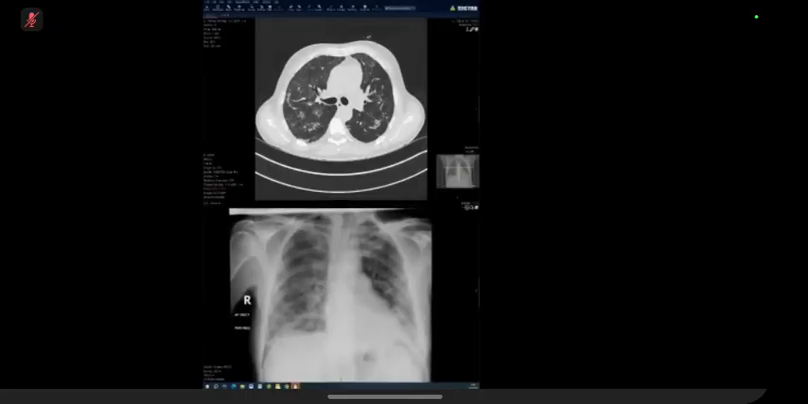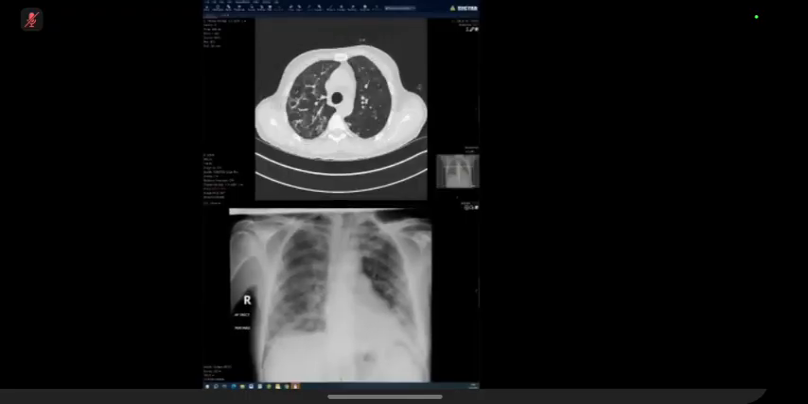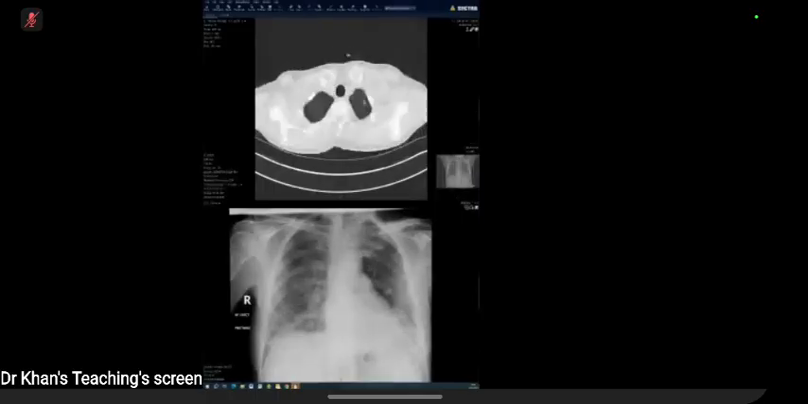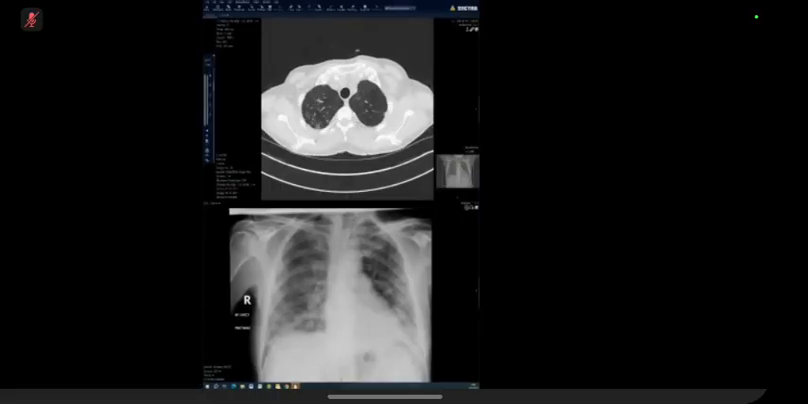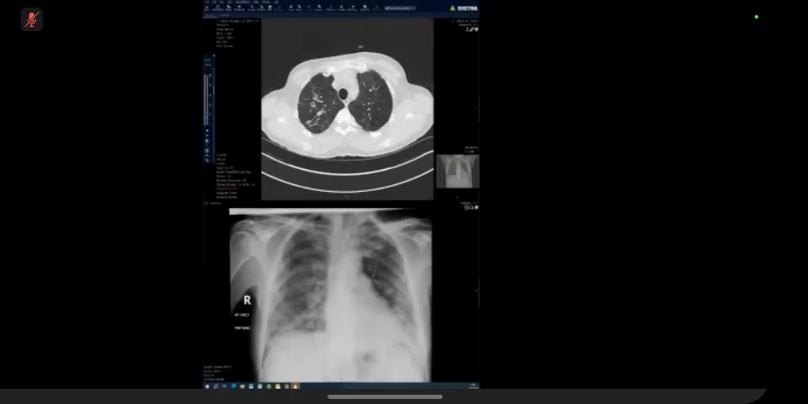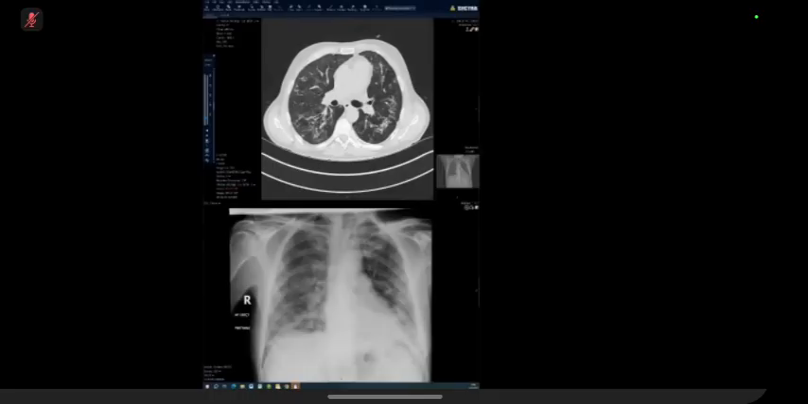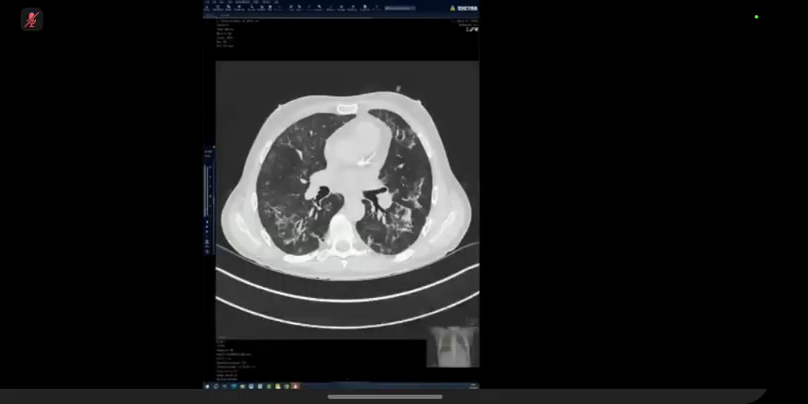Pneumonia means airspace filling up with something, so it doesn't automatically mean infection. Yes. So this can be a type of interstitial pneumonia, not infective pneumonia. So I can see multiple opacities. If you don't mind, you can pick on the CT. I just want to zoom in to see.